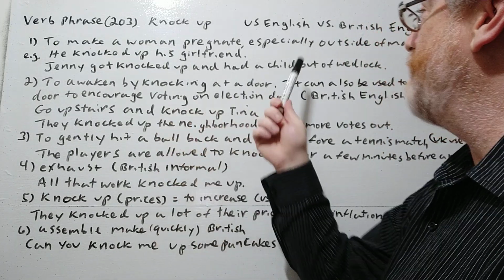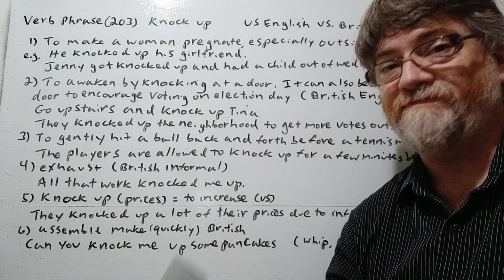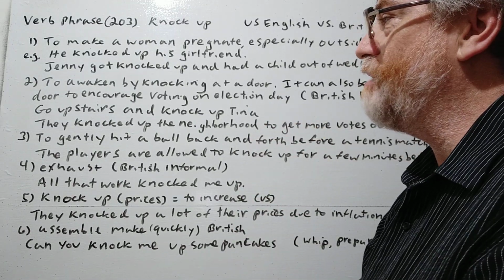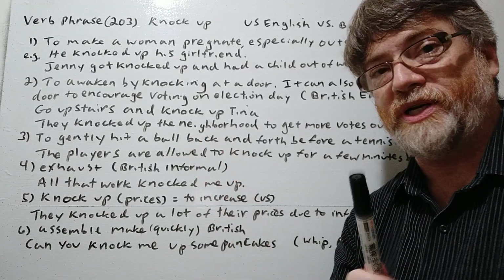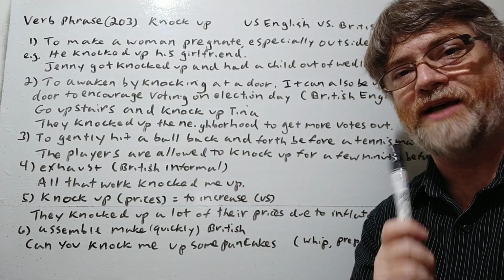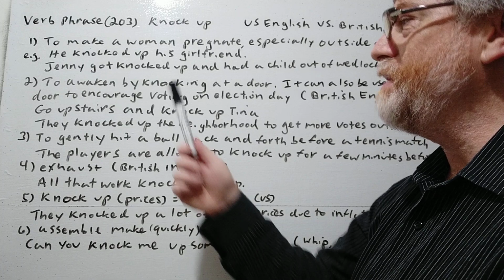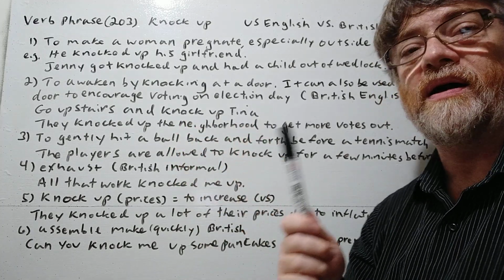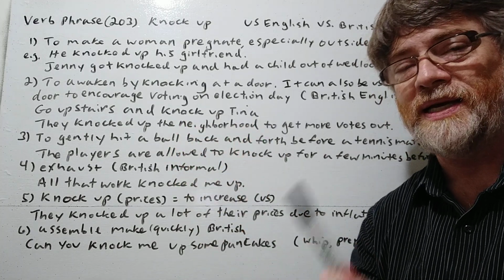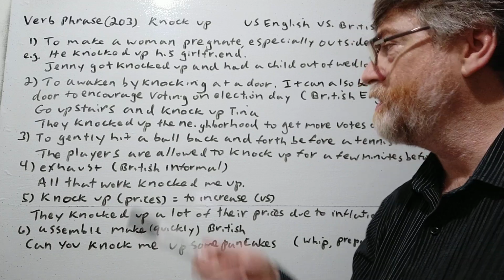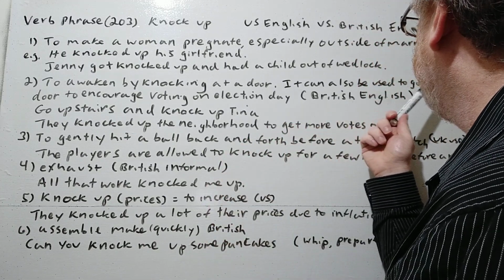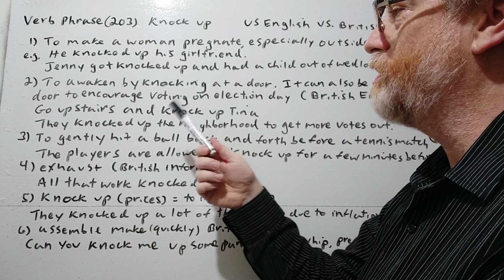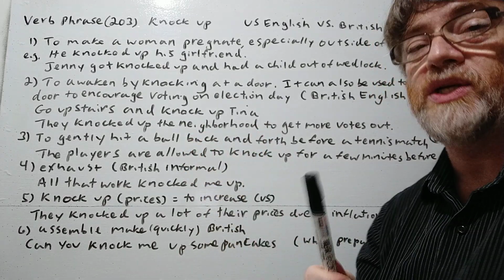Jenny got knocked up and had a child out of wedlock. Yeah, you might hear it that way. All right, now, the second one here, again, this is British use, and this is the one that may sound strange to an American. It means to awaken by knocking on a door. So it makes perfect sense, but we don't use this in American English. It can also be used to go door to door to encourage voting on election day.